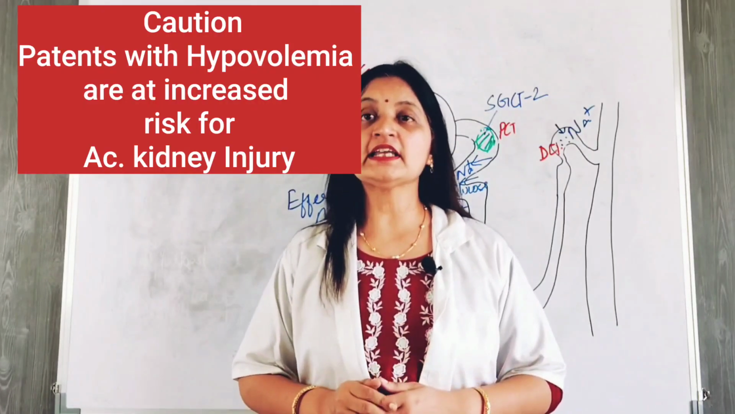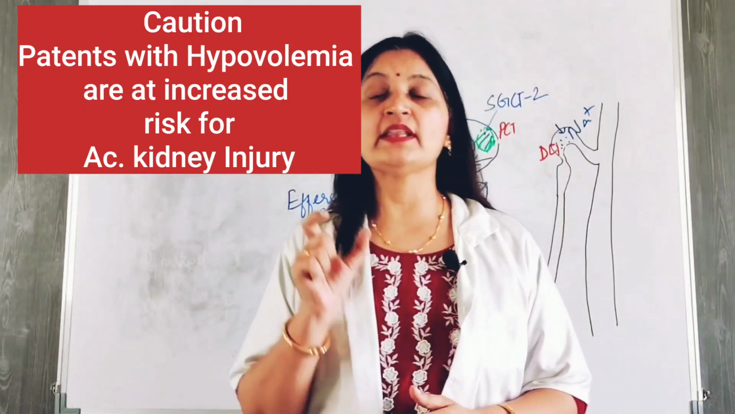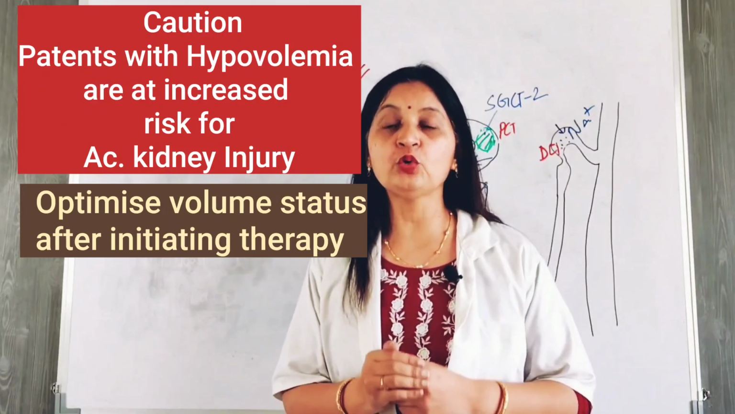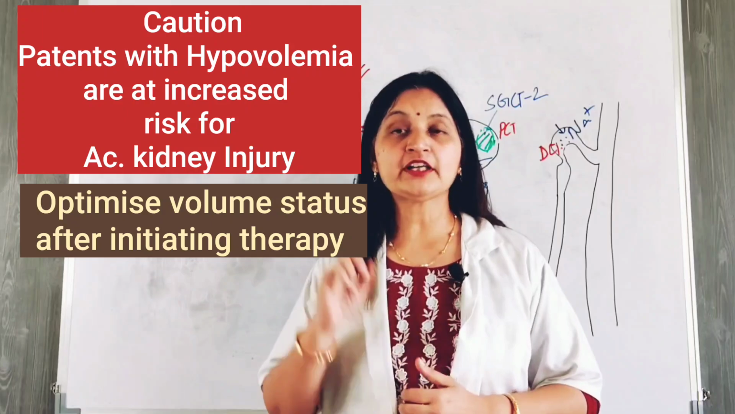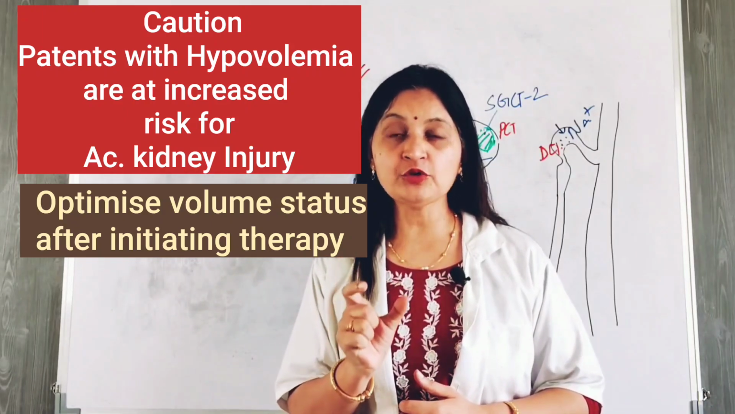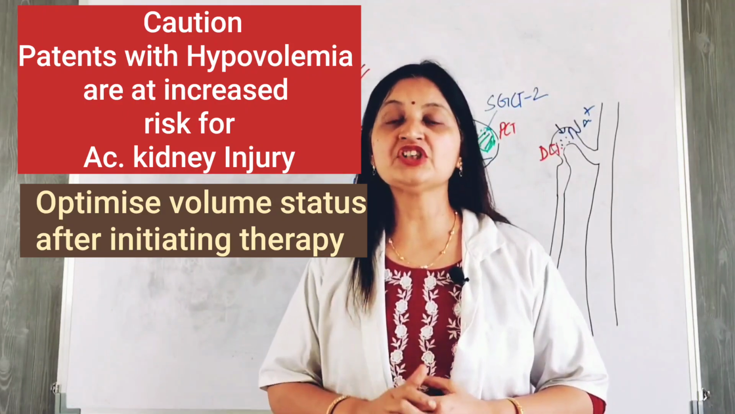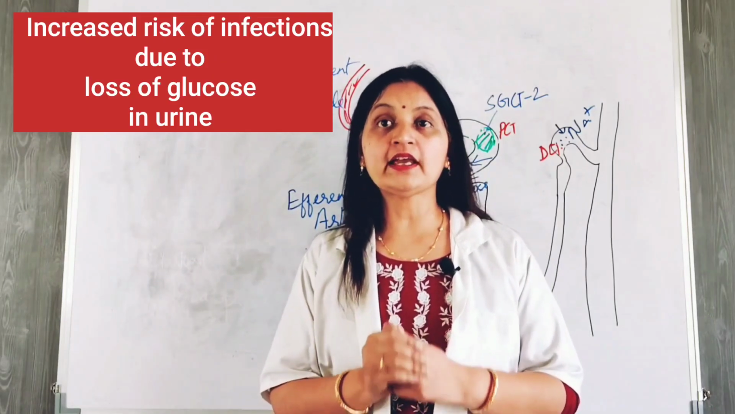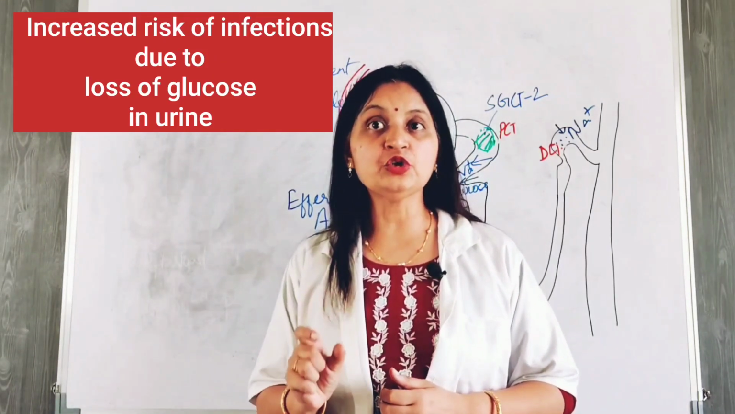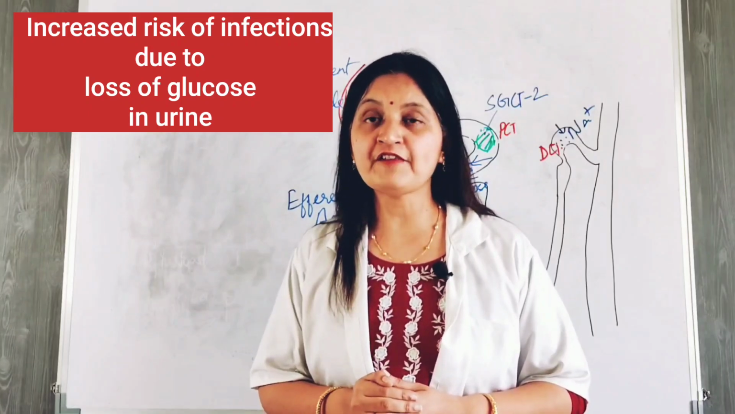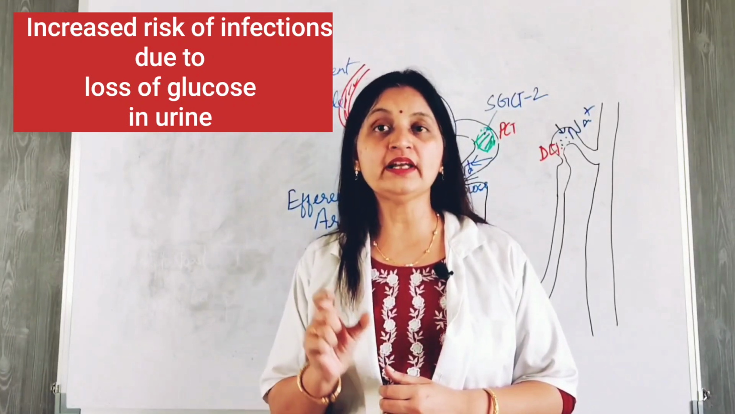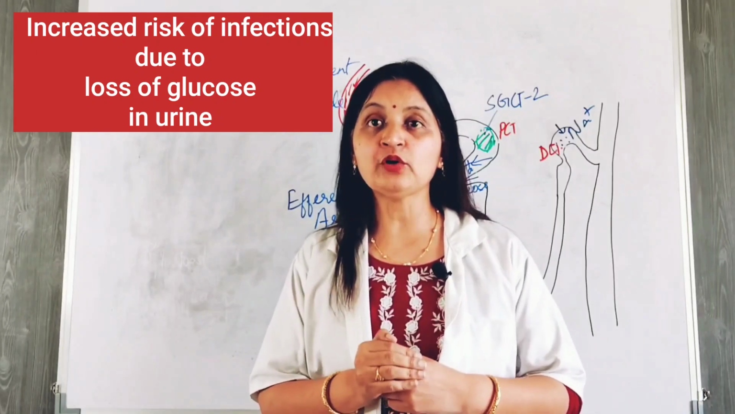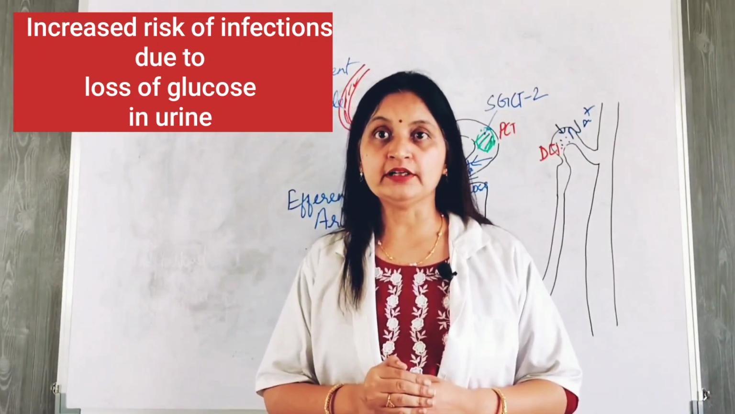However, a caution that needs to be considered is that patients with hypovolemia are at increased risk for developing acute kidney injury. Therefore, it is important to optimize the volume status of the patient before initiating therapy with SGLT-2 inhibitors. Also, because of increased excretion of glucose in urine, there is increased risk of infections, there is increased risk of urinary tract infections, and cases of urosepsis and pyelonephritis have been reported.